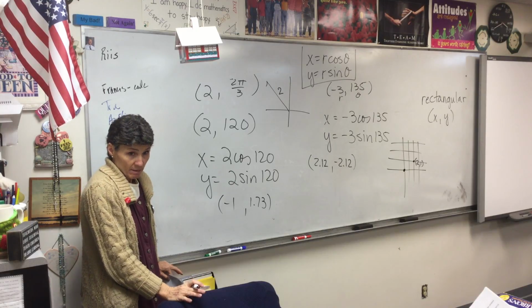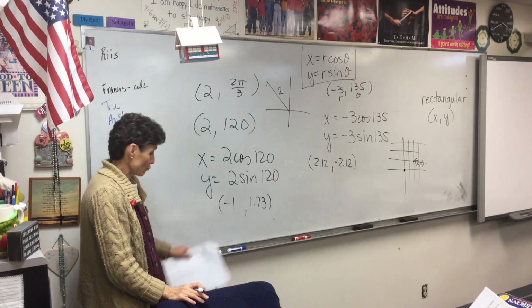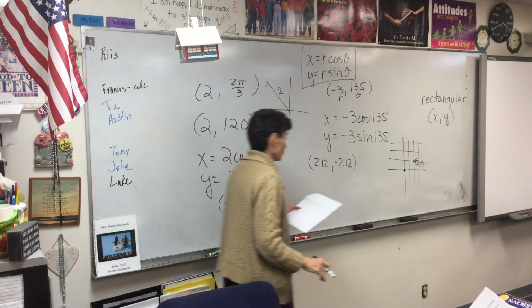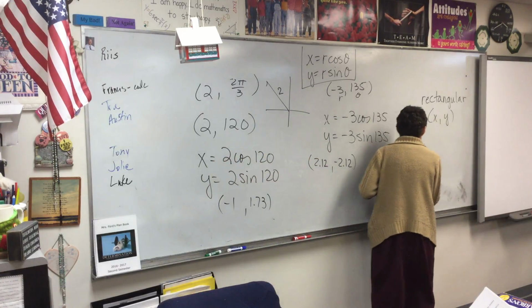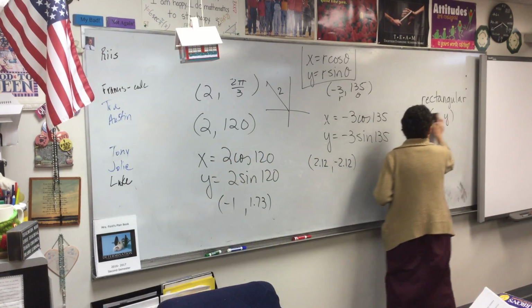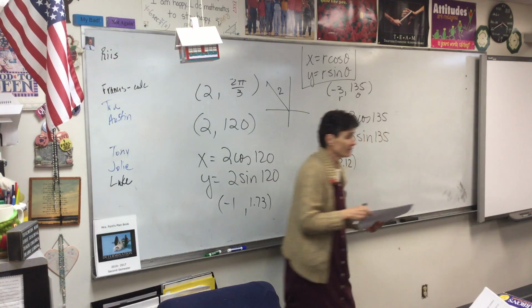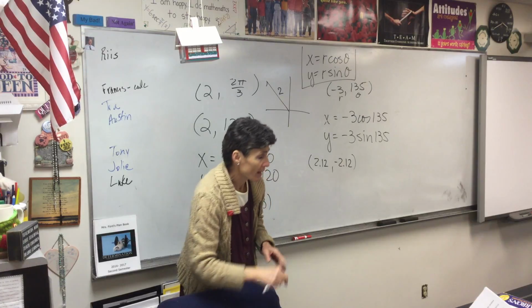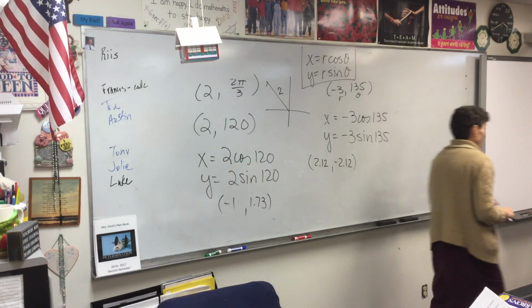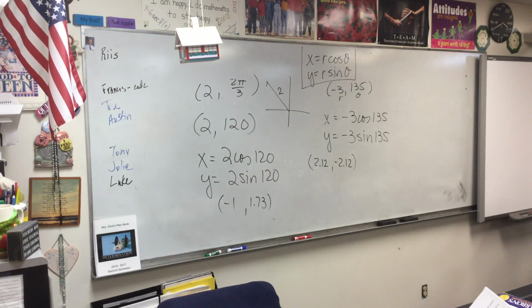Everybody okay? All right, why don't you try C and D on your own? And I'll do them too, and we'll compare answers, okay? So try C and D. You're doing the same thing. You're trying to figure out what x and y are. So you're going to do r cosine theta and r sine theta.